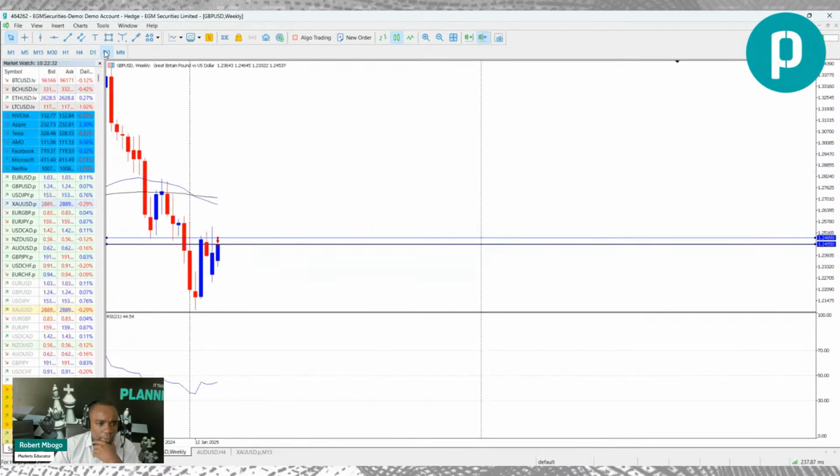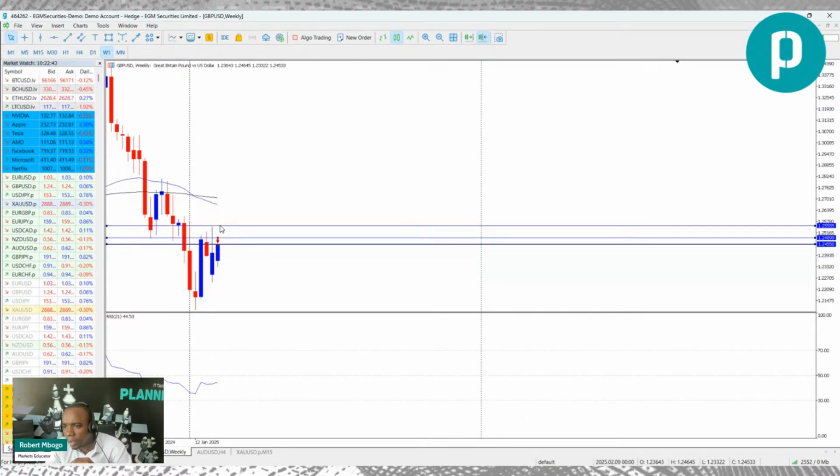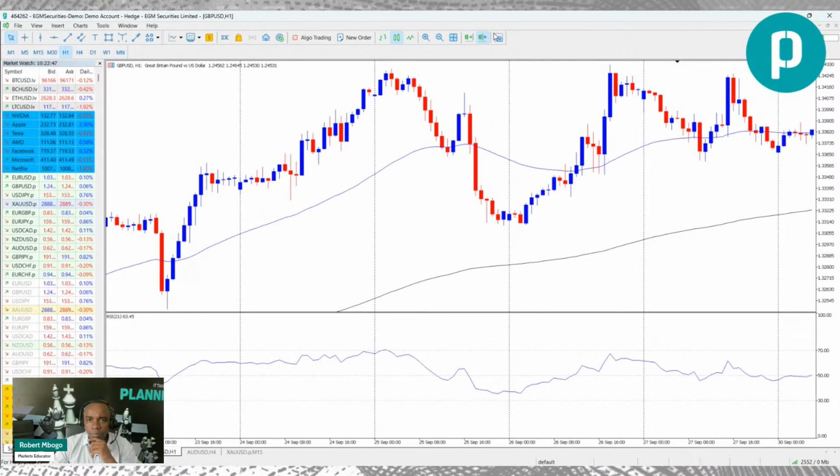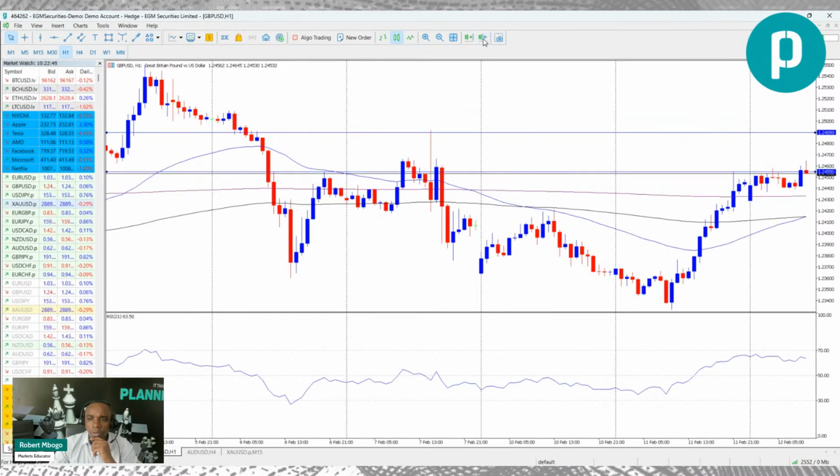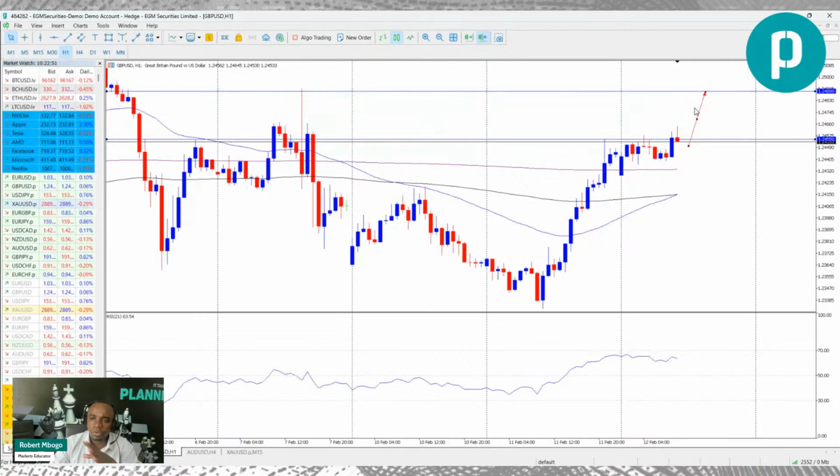Let's look at the weekly. I'm just trying to map out areas where we could see some resistance. Yeah, so for now, I would still want to see GU go to that high.